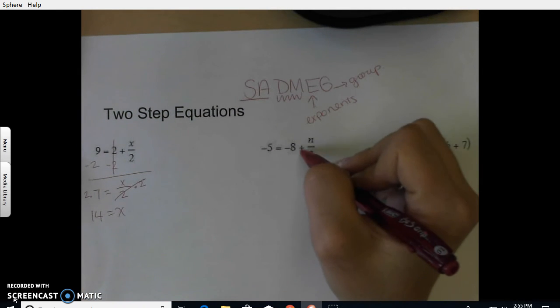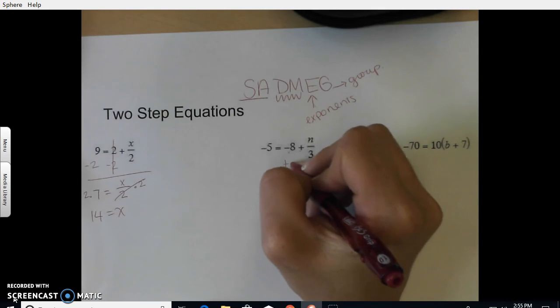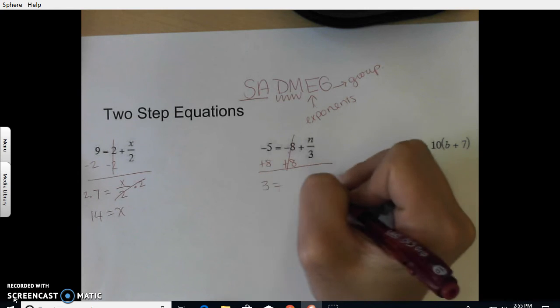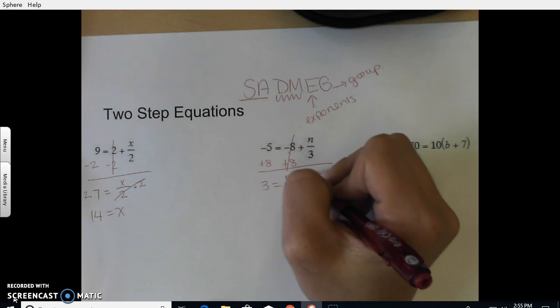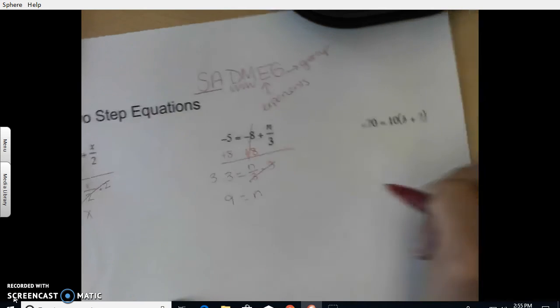Here I'm adding, however it's a negative 8, so I need to do the opposite of negative 8, which is plus 8. And then multiply by 3, and x is equal to 9.